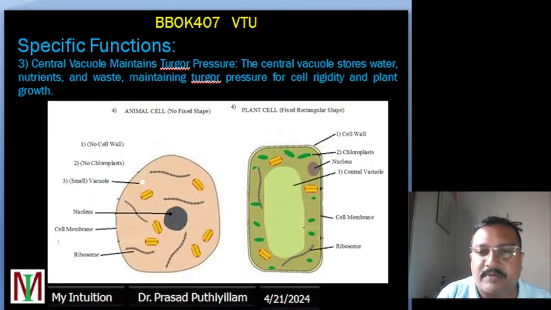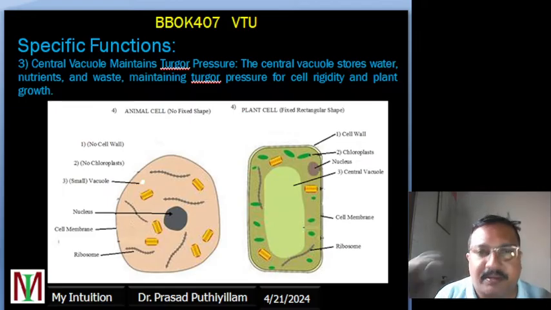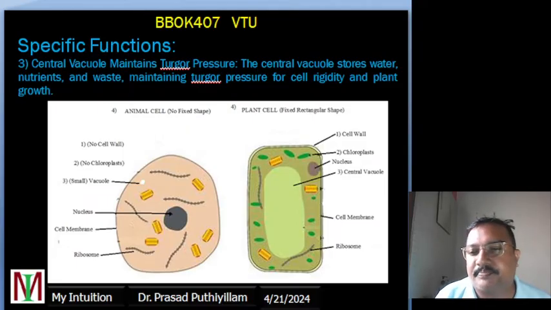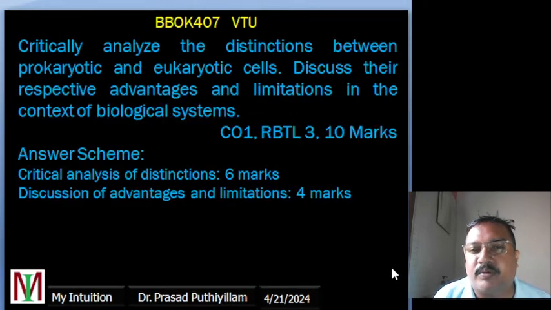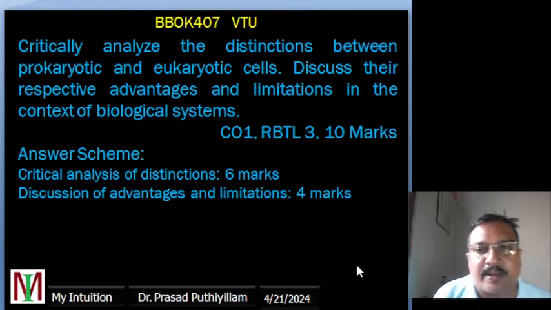So the vacuole fills up with water, pushing against the cell wall and keeping the plant cell rigid and plump, which helps the plant to stand upright and grow tall. Without the turgor pressure, the plant stems will be very floppy, without rigidity. Then move on to the second question, about prokaryotic and eukaryotic.